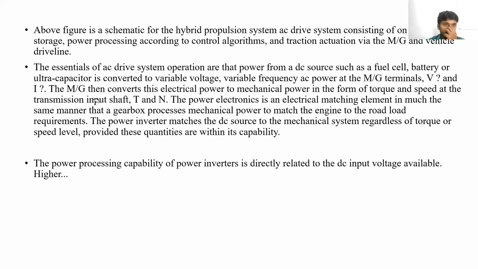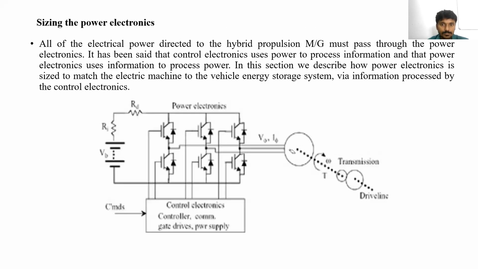The essentials of the AC drive system operation are that power from the DC source, such as a fuel cell, battery, or ultracapacitor, is converted to variable voltage, variable frequency AC power at the motor generator terminals. Means AC drive. AC drive is nothing but the combination of the power electronic converter, electrical energy source, and electrical motor, which can be called a drive.